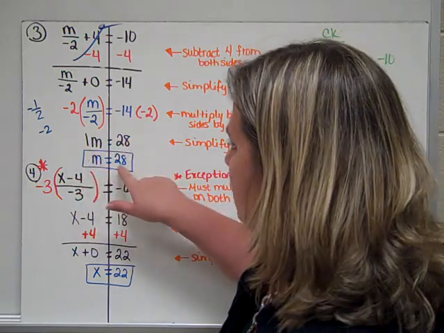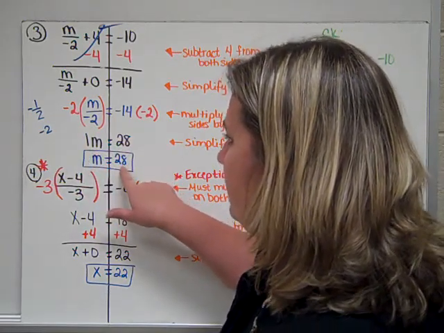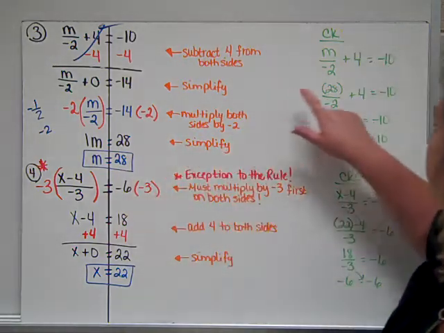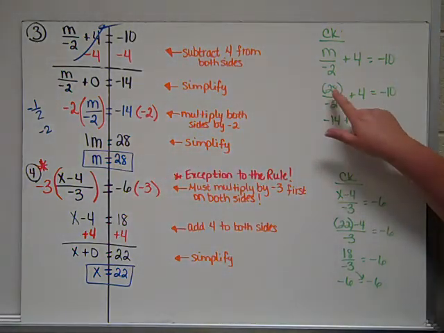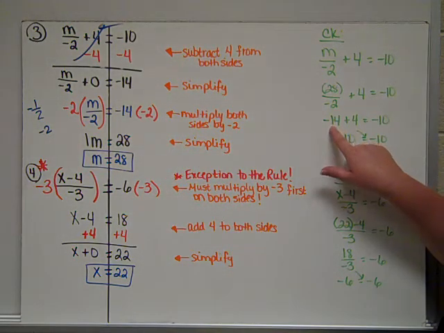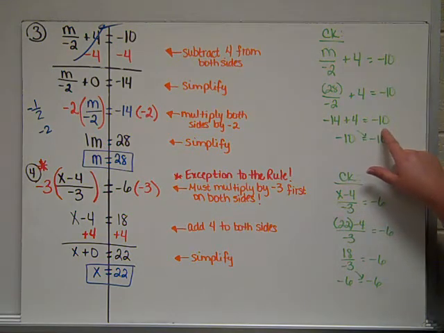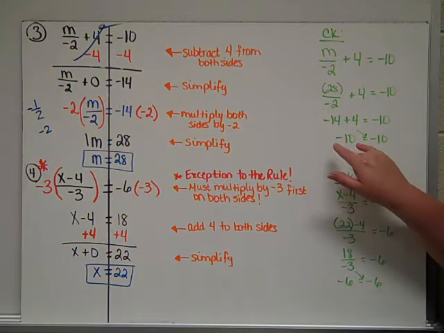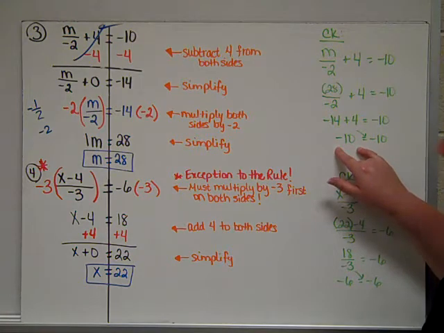So m equals 28. When I plug in the solution here, 28 for m, and divide that by -2, I get -14. Plus 4 equals -10. When I simplify those two together, I do get -10 equals -10.